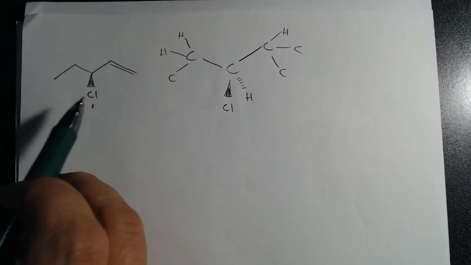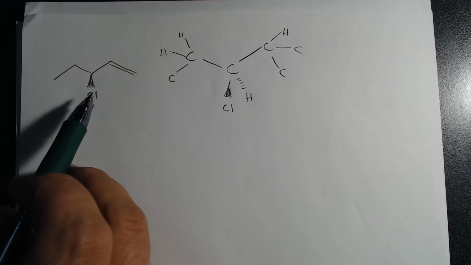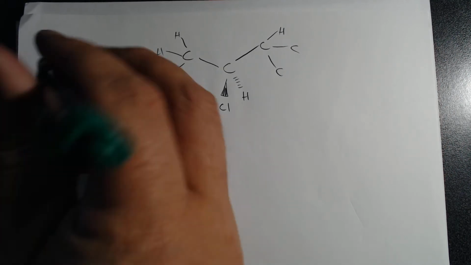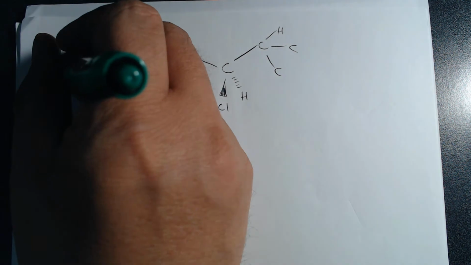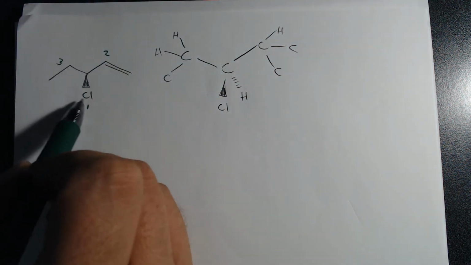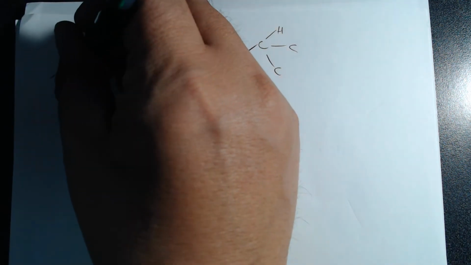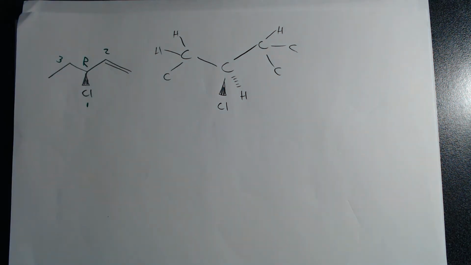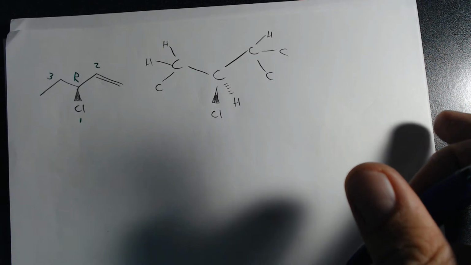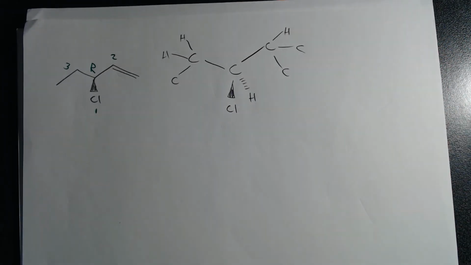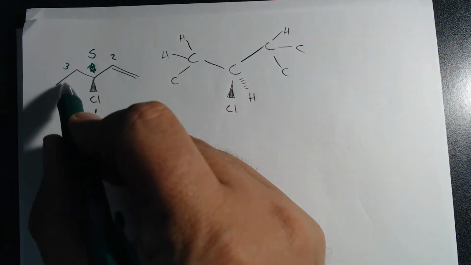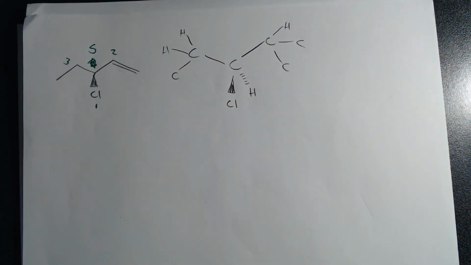So what do you think the designation here is on this? Yep, it's S. So it goes 1, 2, 3. It's going counterclockwise. It is R. Okay. So basically, oh my gosh, we just said S. 1, 2, 3, counterclockwise. It is S.